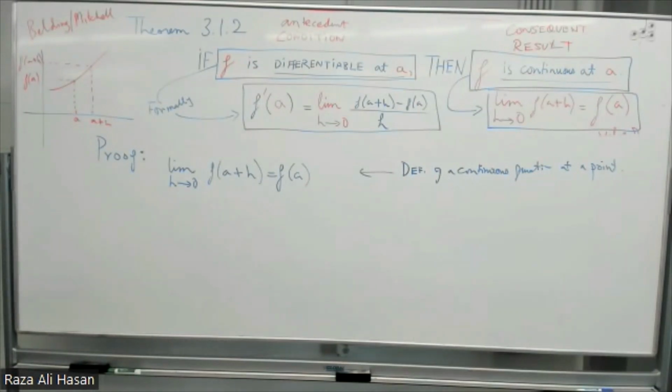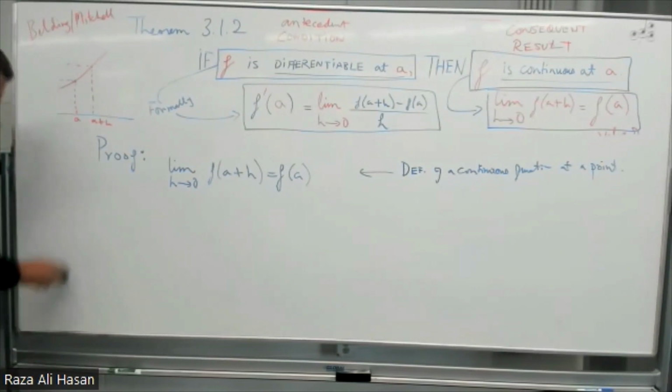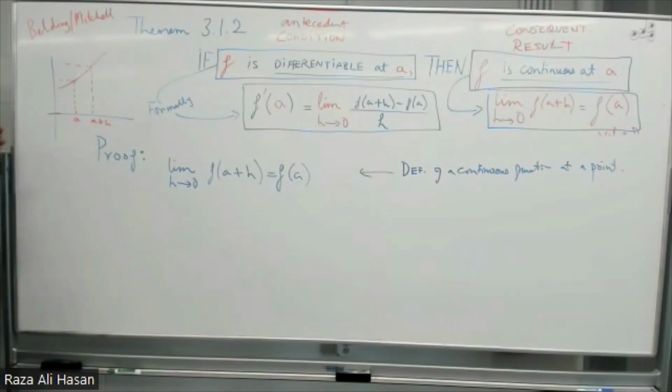Okay, and let's say f of A, I need more space here, so let me redo this a little bit. Here we go. So this is f of A. Let's give this the number 3. And then this is f of A plus H, and this is 5.